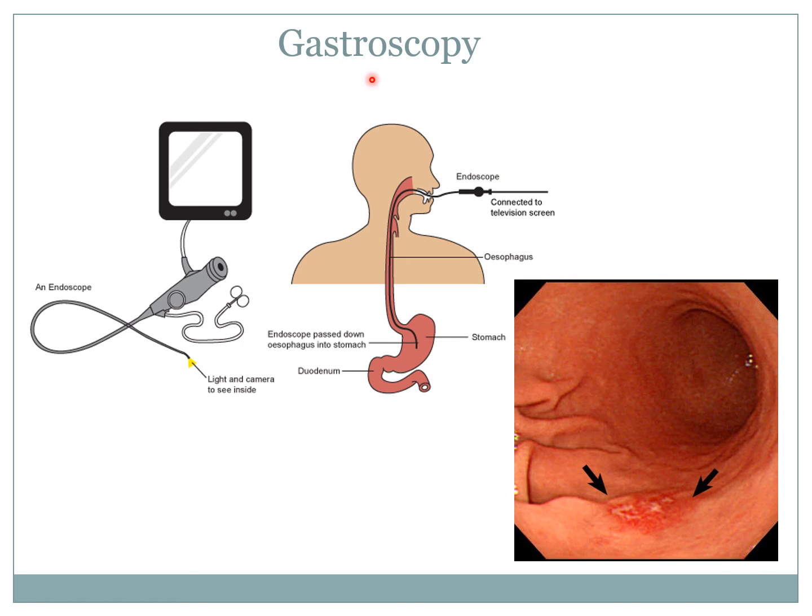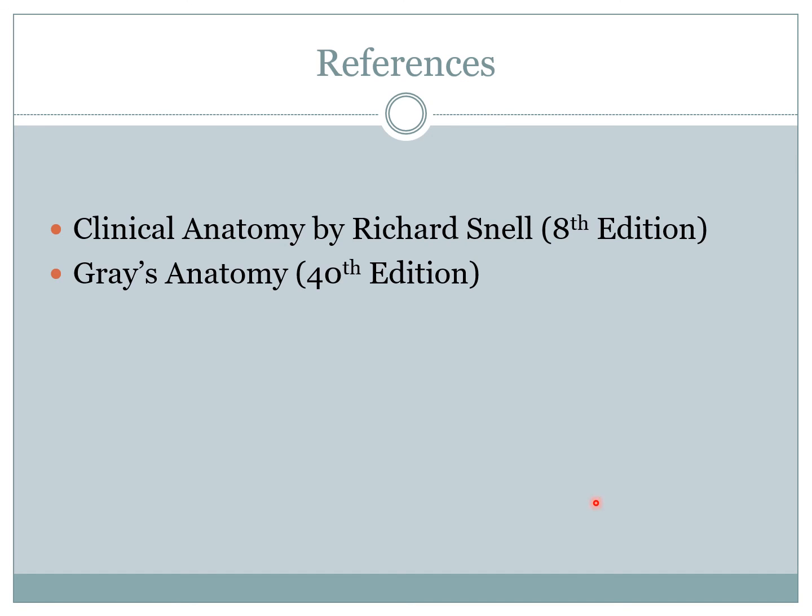You see this diagram of gastroscopy. This instrument is used for gastroscopy to visualize the interior of the stomach. The probe or instrument is introduced into the stomach, and you can identify any pathological condition within the mucosa of the stomach. So this completes the class on the stomach.